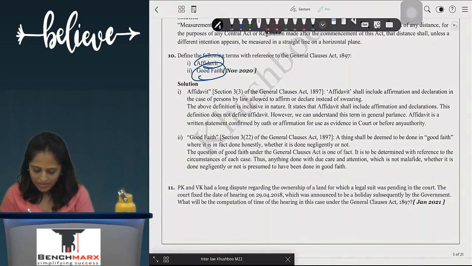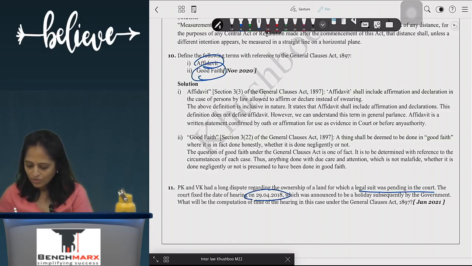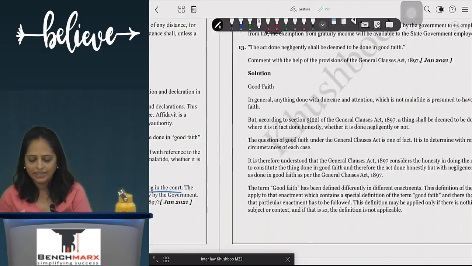Then PK and VK had a long dispute regarding the ownership of land for which a legal suit was pending in the court. The court fixed the date of hearing on 29th of April 2018, which was announced to be a holiday subsequently by the government. What will be the computation of time? So जो next working date है वो होगा.